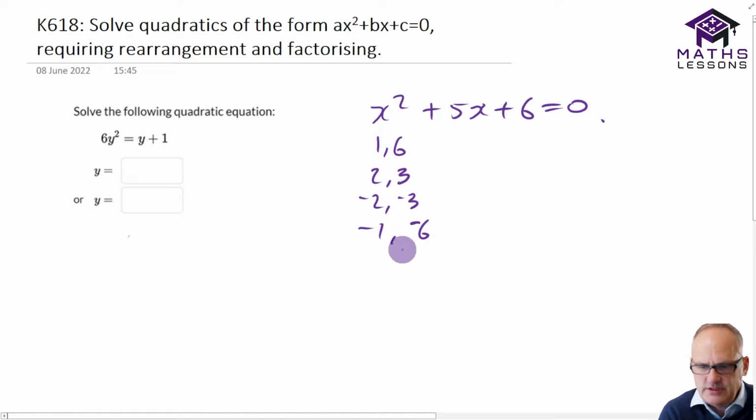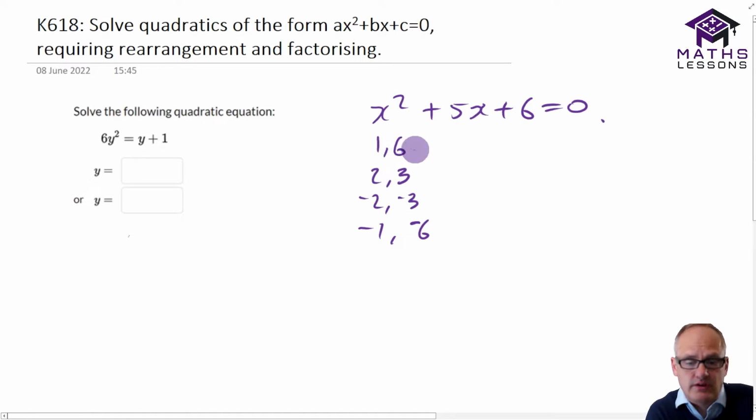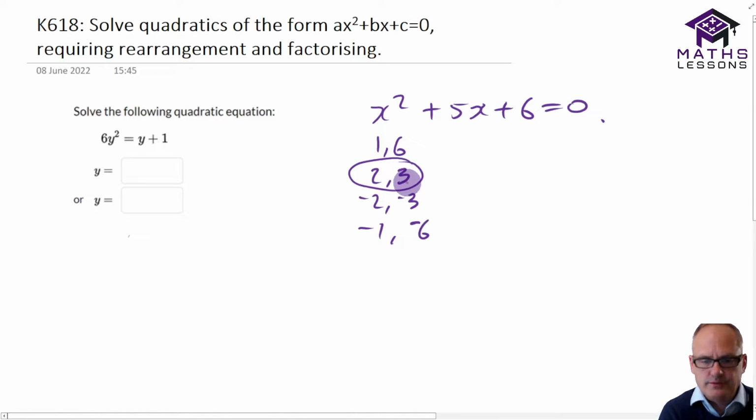Now, which of these can combine to give me +5? Well, both of the first two are positive, and neither of the second two are positive, so there's no way to combine them to give me 5. But if I add 2 and 3 together, I get myself 5. This one will give me -5, and this will give me -7. So this is going to be my option.